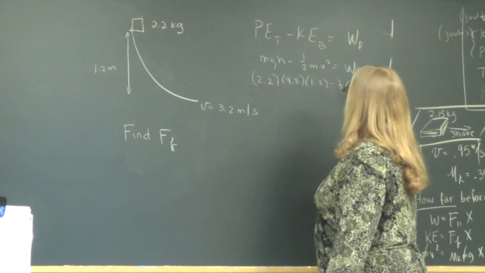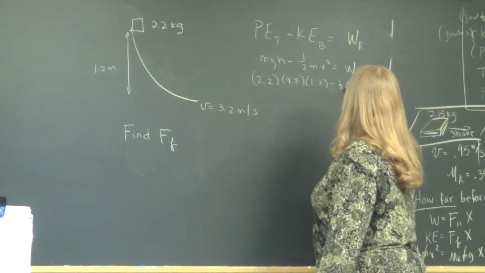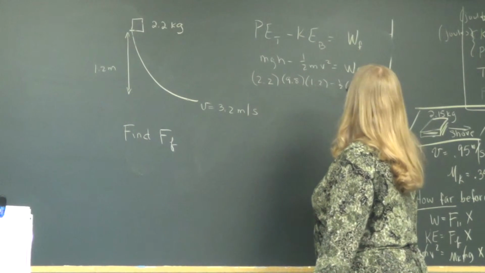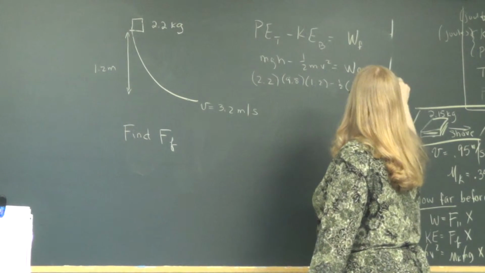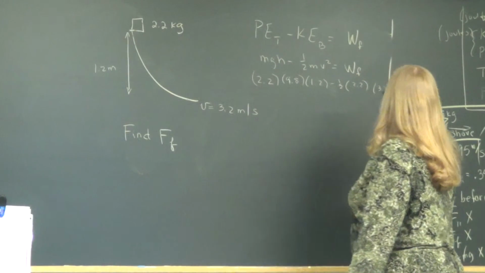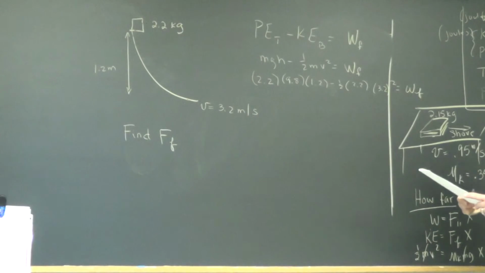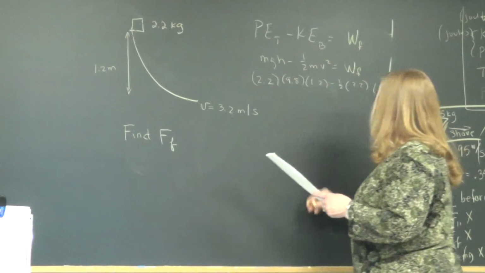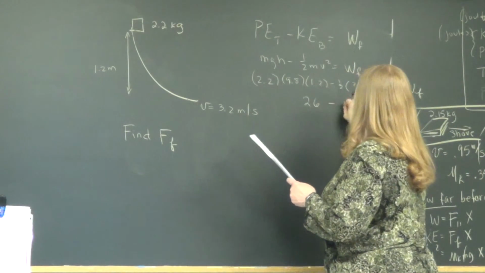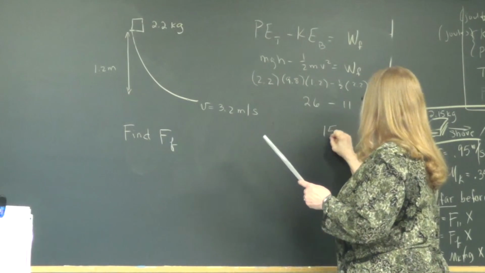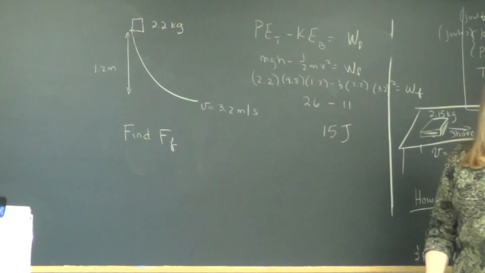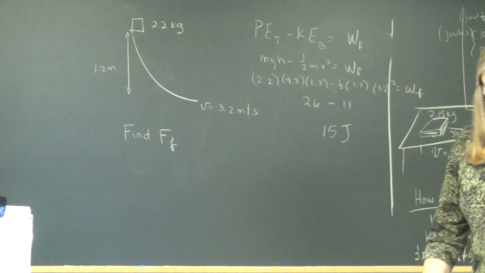Mass, velocity, 3.2, don't forget to square it, equals the work of friction. When you tap that all out, I used sig figs and I got like 26 minus 11. Anyone get something like that? That's what I got. 15 joules then. All right.